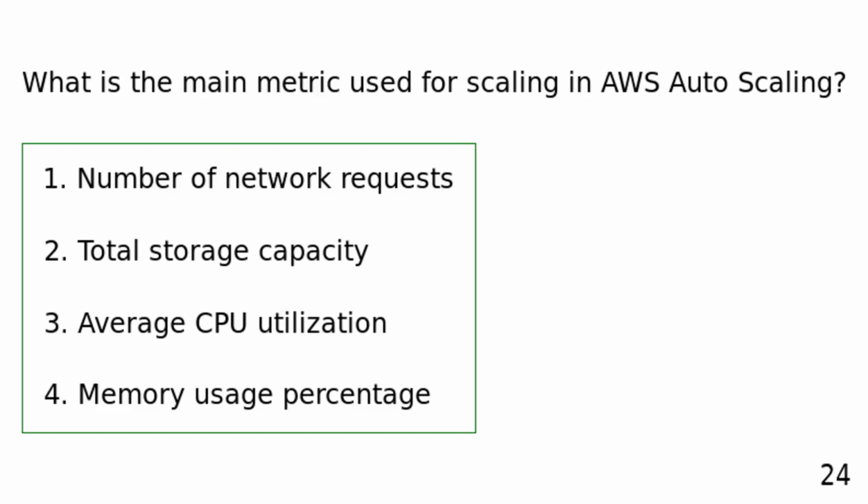What is the main metric used for scaling in AWS Auto Scaling? Number of network requests. Total storage capacity. Average CPU utilization. Memory usage percentage.